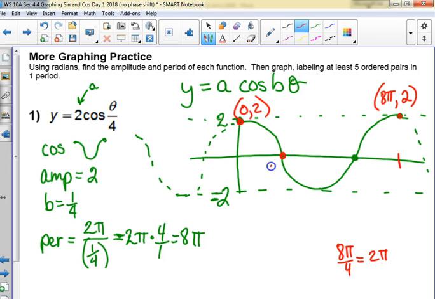This is 1 times 2 pi. The next quarter point, or the minimum, is 2 times 2 pi, which is 4 pi. And this one is 3 times 2 pi, which would be 6 pi. All right. So this is 2 pi, 0. What's this ordered pair down here? 4 pi, negative 2, 6 pi, 0, and 8 pi, 2. Is it coming back to you?